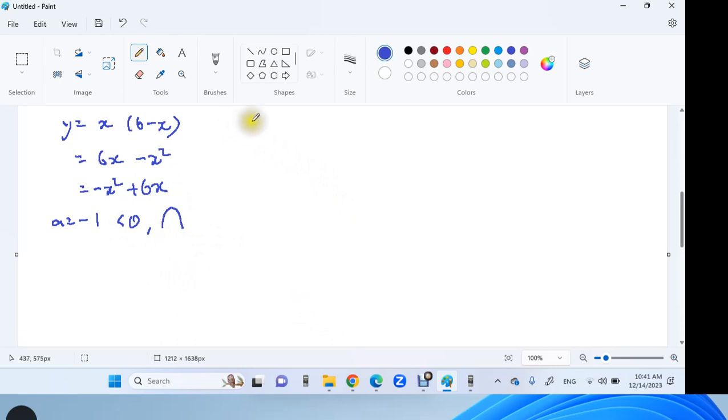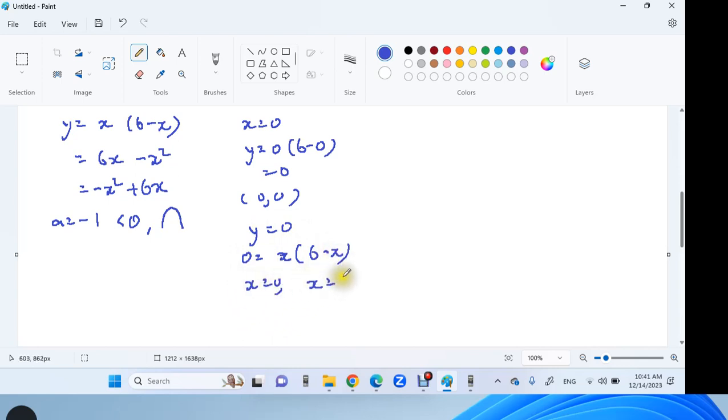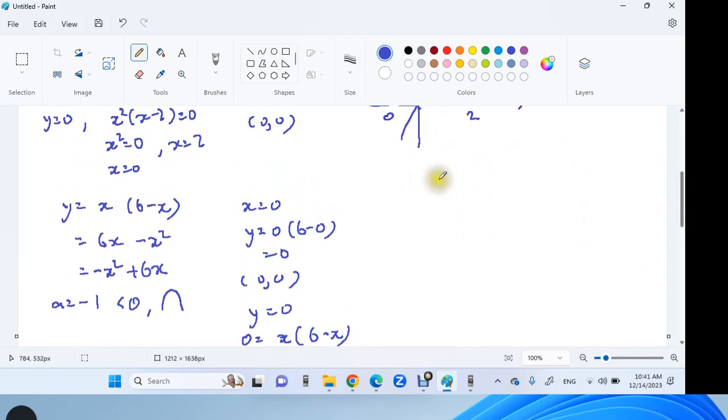When x equals 0, then y equals 0 times (6 minus 0), which is 0. So (0, 0) is the first point. If y equals 0, then 0 equals x(6 minus x), so x equals 0 and x equals 6. So the graph looks something like this. It will pass through 6 and 0. This is 6, this is 0.